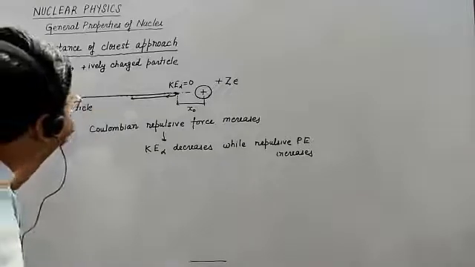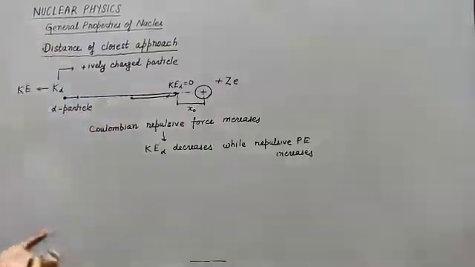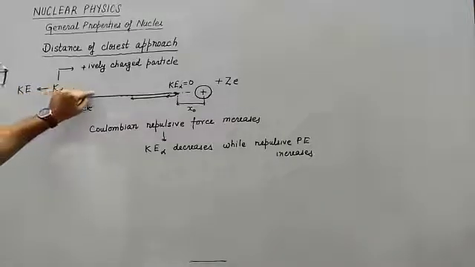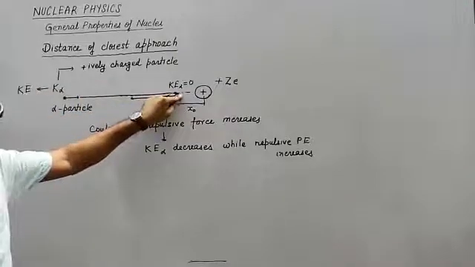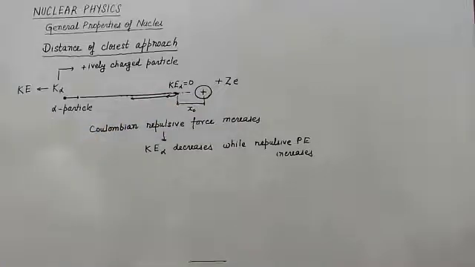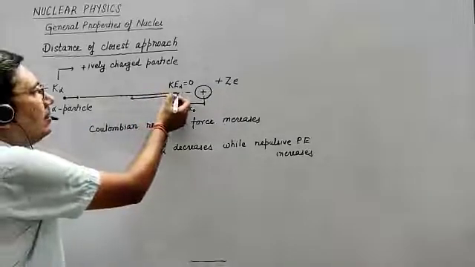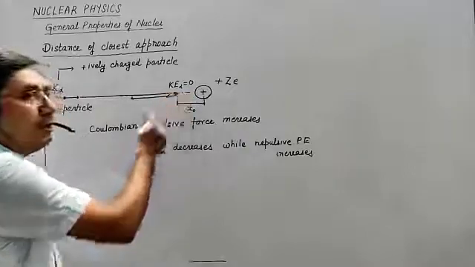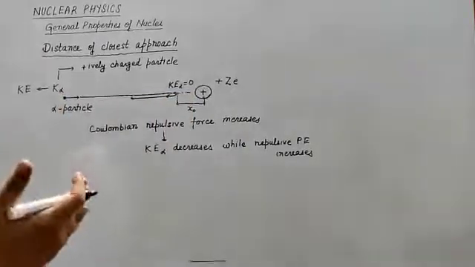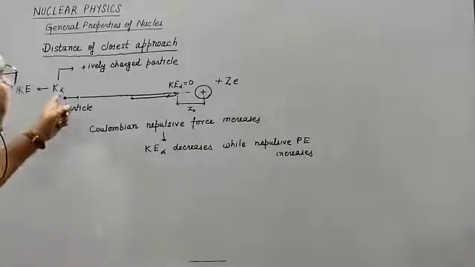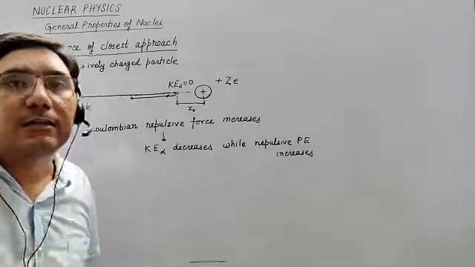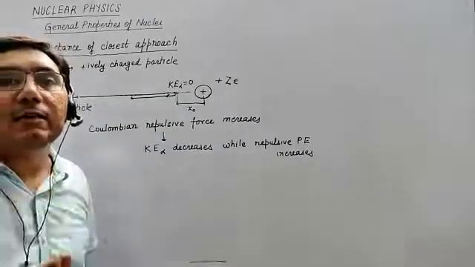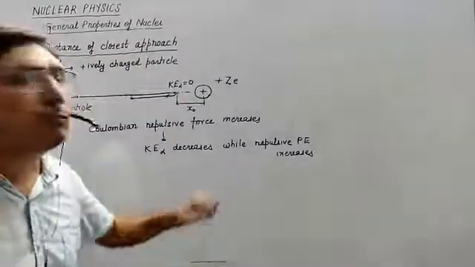But as it is moving in the forward direction, it is experiencing repulsive force. As a result, this K alpha will go on decreasing. It will decrease, and it will reach a point where its kinetic energy will become zero. But when kinetic energy is zero, at this point potential energy will become maximum. Or you can say the total kinetic energy of the alpha particle will convert into repulsive potential energy.